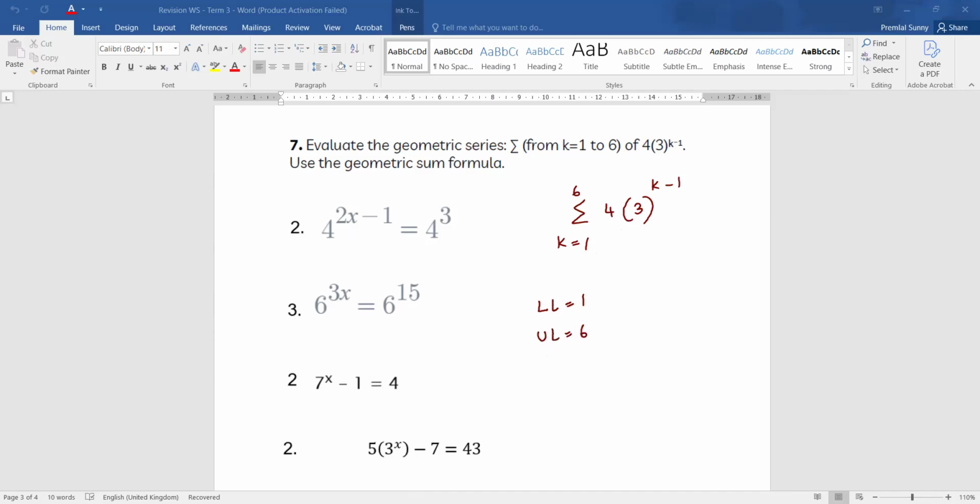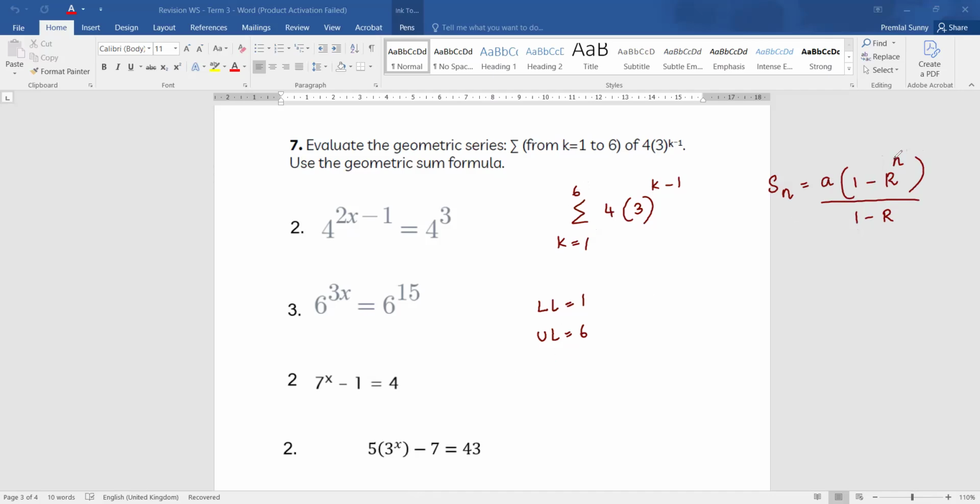Now, first of all, before moving forward, you need to study the formula. You need to know the formula. Sum of n terms is a times 1 minus r to the power of n divided by 1 minus r. So we need a, we need r, and we need n. First of all, we know the lower limit is 1, the upper limit is 6.